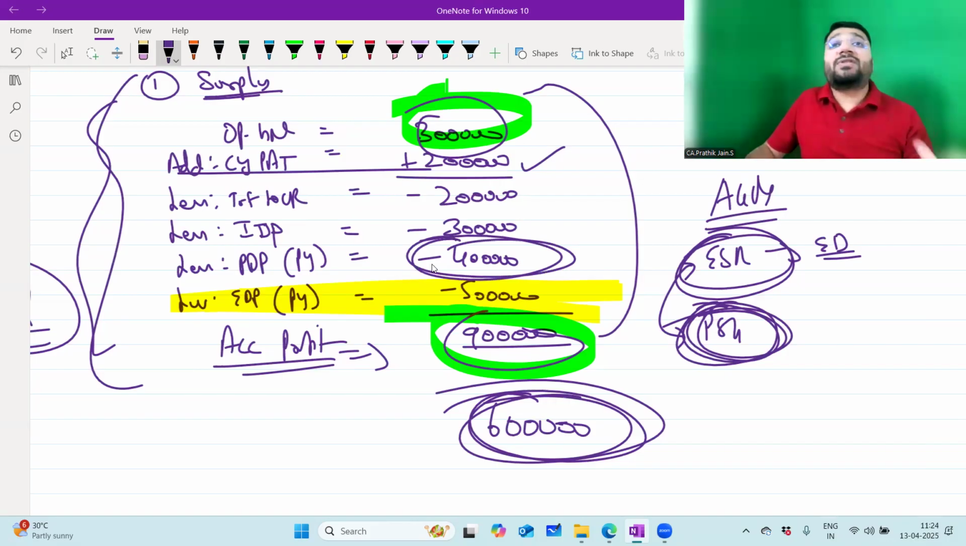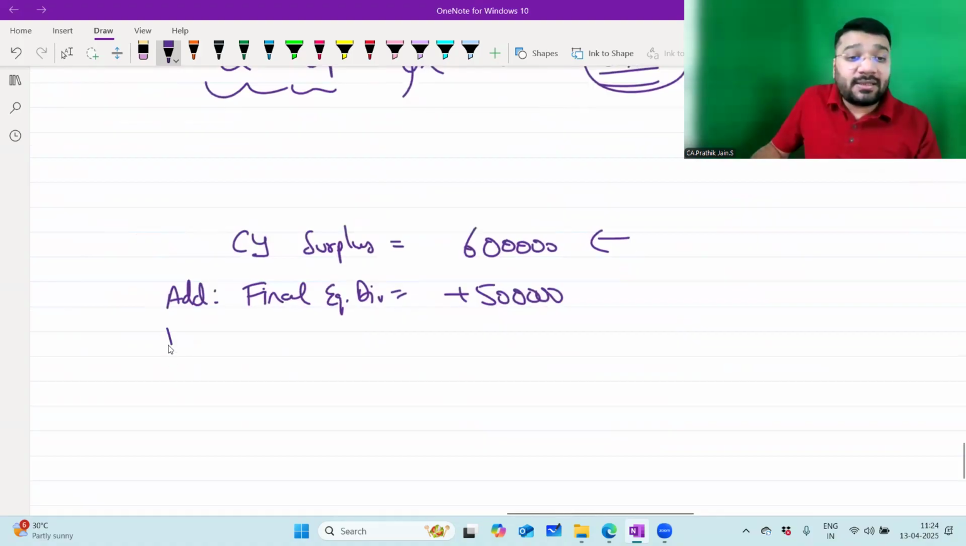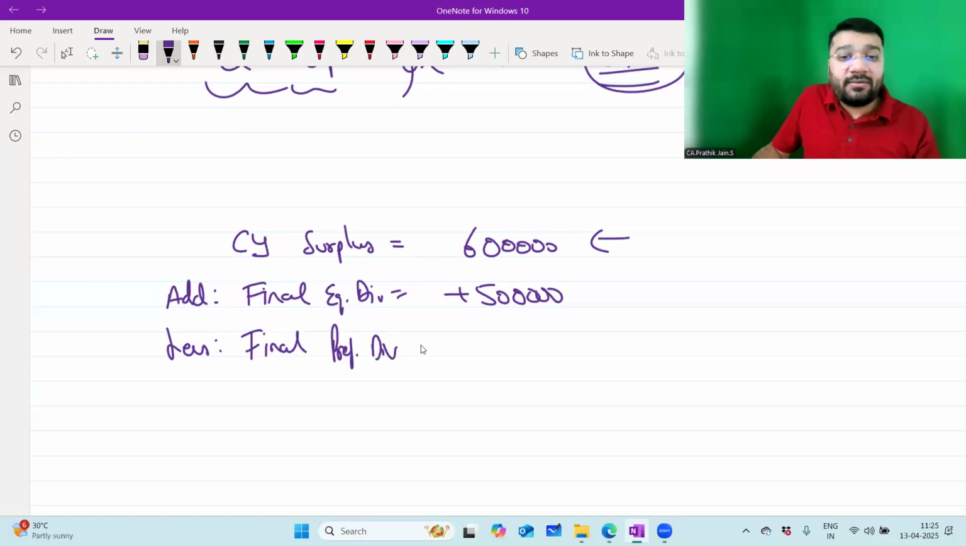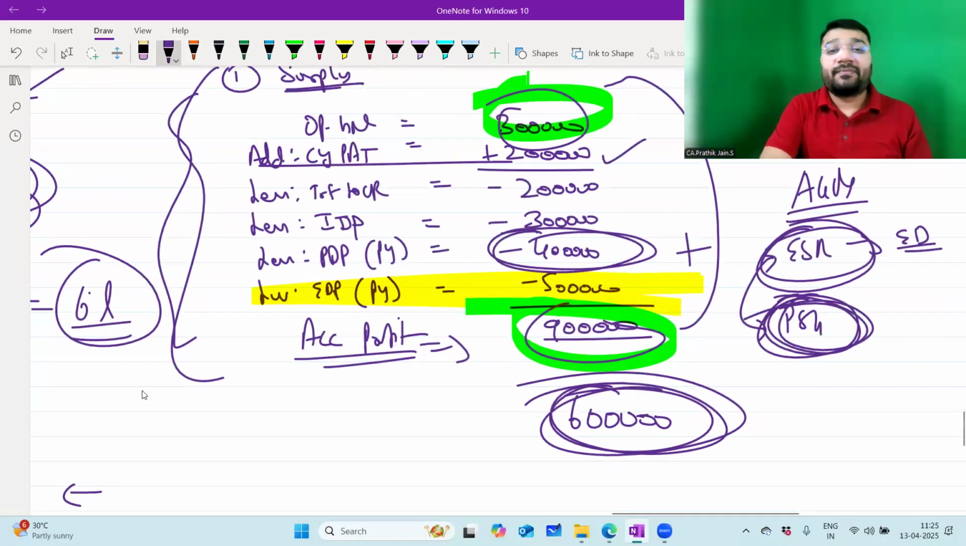The second last item which was subtracted was 4 lakh, which is preference dividend. To cancel this minus item, I have to give an addition. I'm reversing everything now. I'm doing a reverse method. That is what is called the reverse mechanism. So add final preference dividend. How much? 4 lakh.